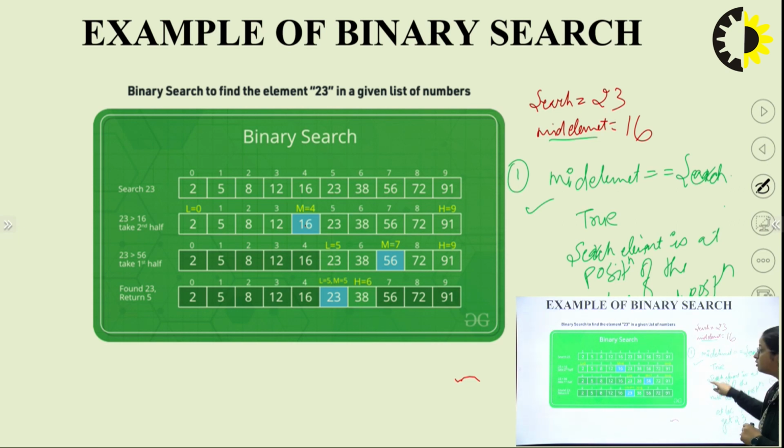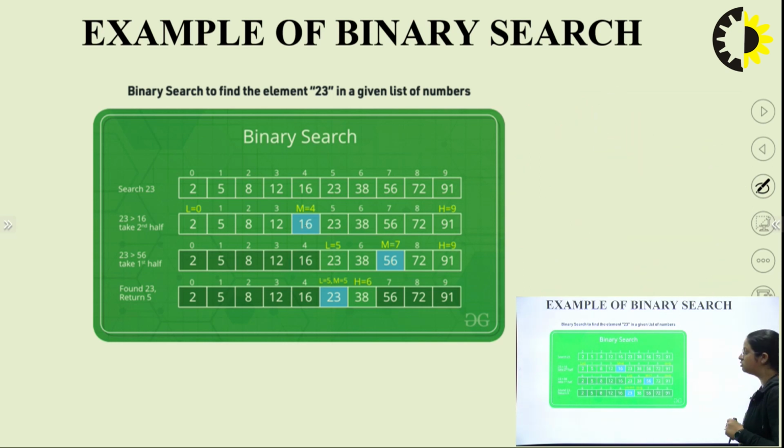But if it's not true, like in this example, we have 23, which is not equal to 16. That means this case is not true. This is the first thing we have to check. But if this case is not true, then we have to check the second condition. And what is the second condition?